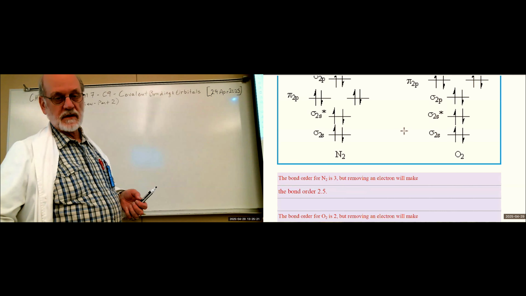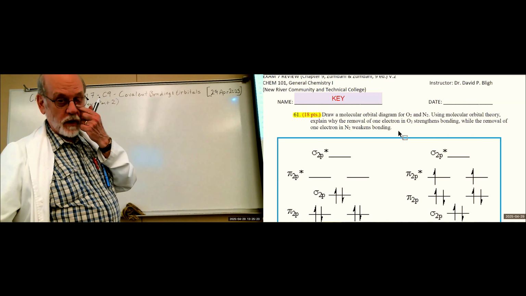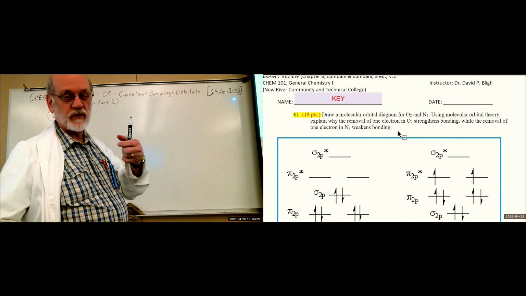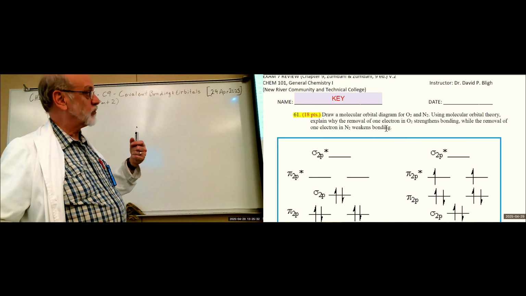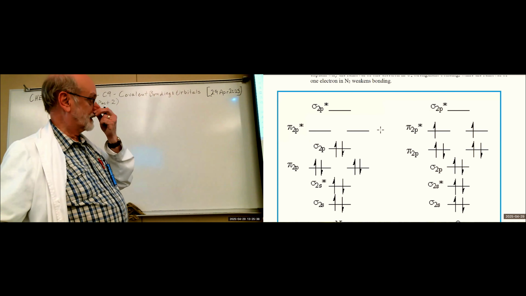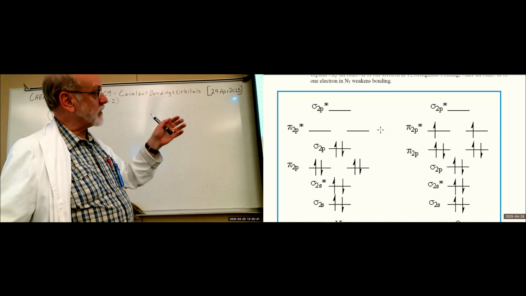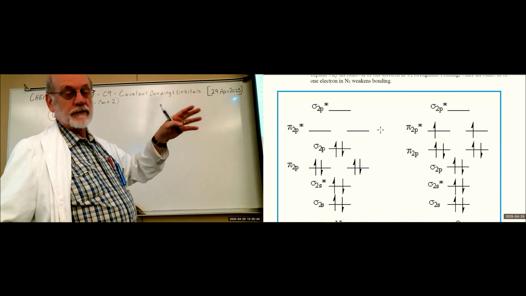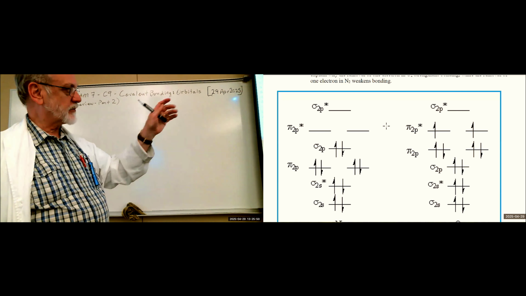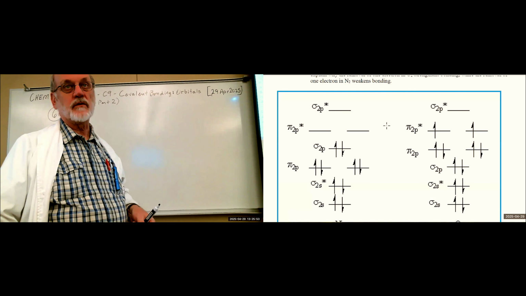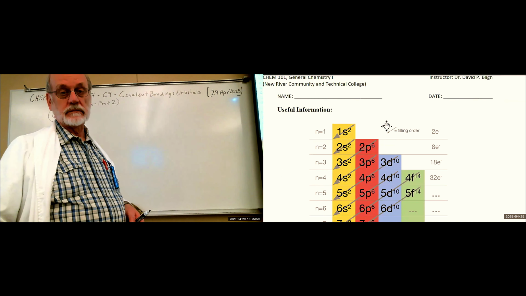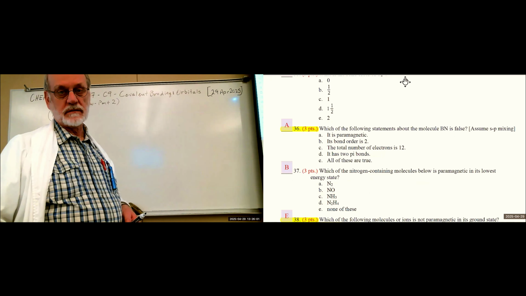Then the question is, after you draw those orbital diagrams, explain why the removal of one electron in oxygen strengthens the bond, while the removal in dinitrogen weakens the bond. It's fairly simple. If you remove one from oxygen, it's coming out of an anti-bonding orbital. If you remove one from nitrogen, it's coming out of a bonding orbital. So for oxygen it increases the bond order, and it decreases the bond order for nitrogen. Then you can put that in your own words. That's it. That's all I had marked.